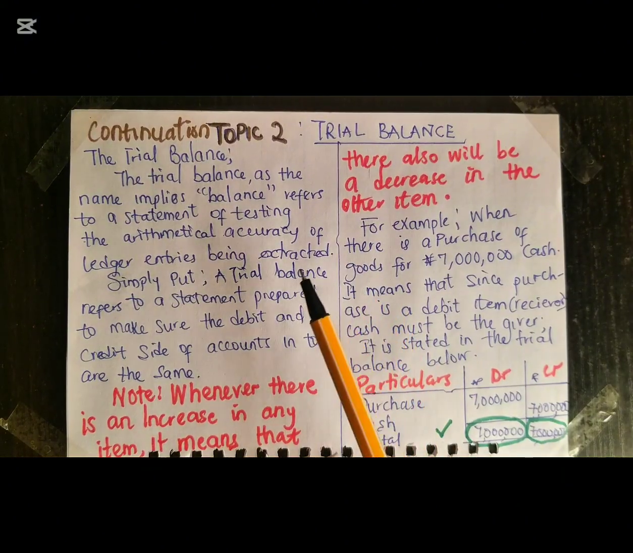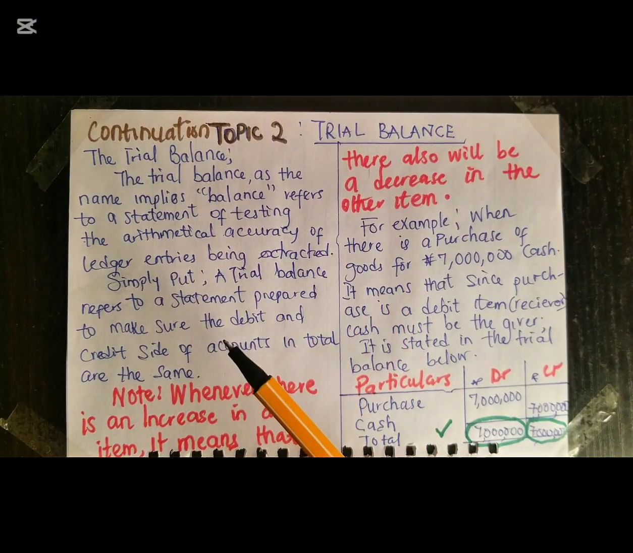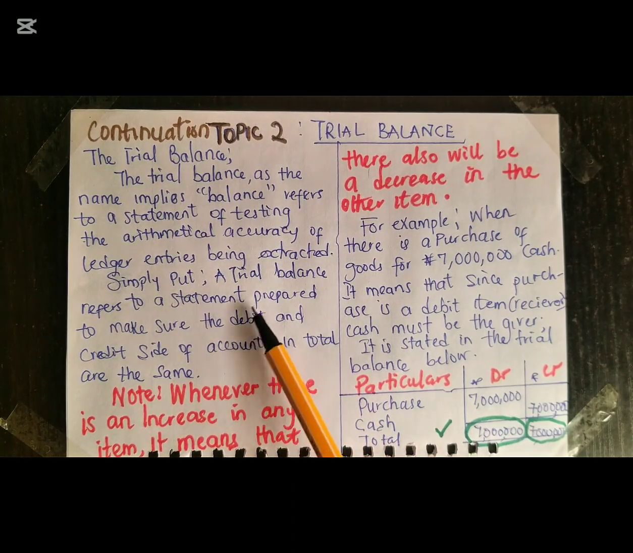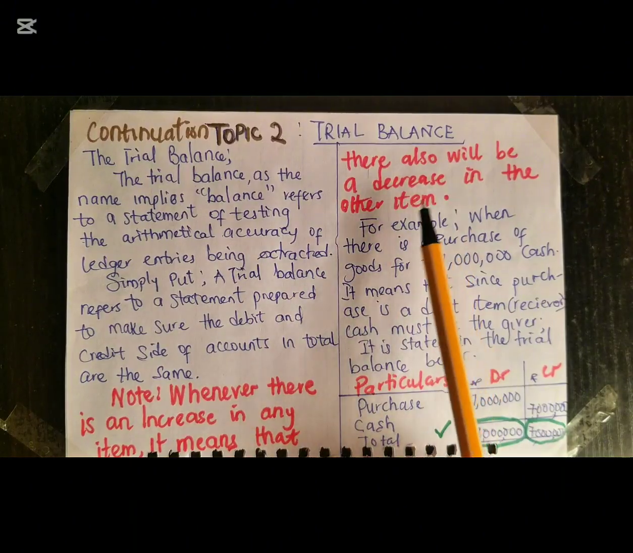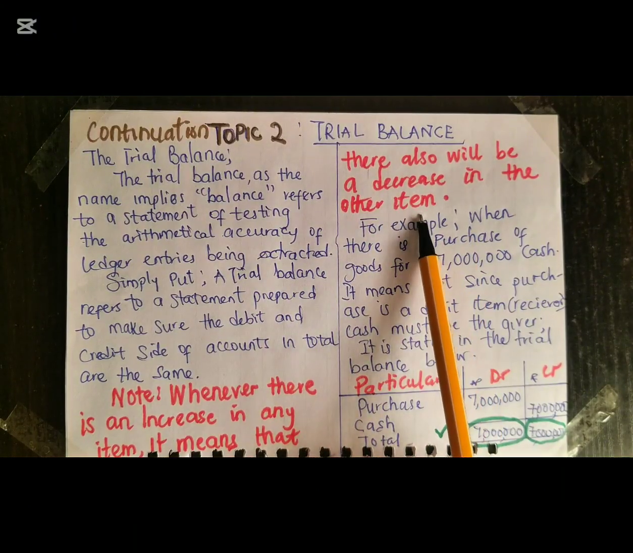You get? So if you calculate everything on the debit side and it's 20 million, that has to be the exact same on the credit side. Simply put, a trial balance refers to a statement prepared to make sure the debit and credit sides of accounts in total are the same. I've already explained that. Note: whenever there is an increase in any item, there will also be a decrease in another item.